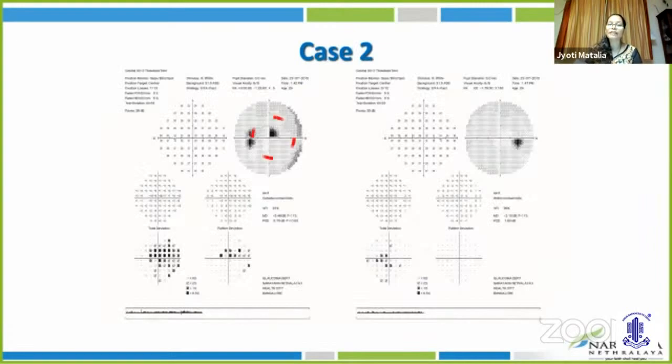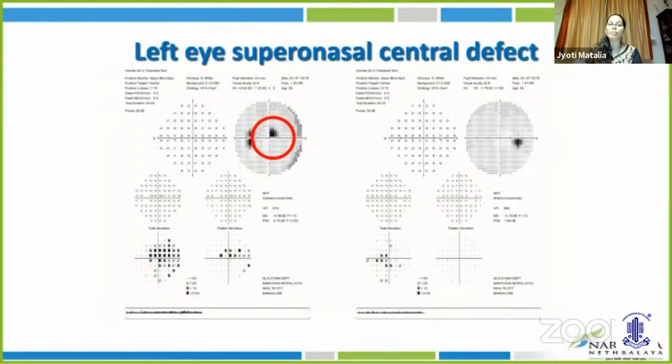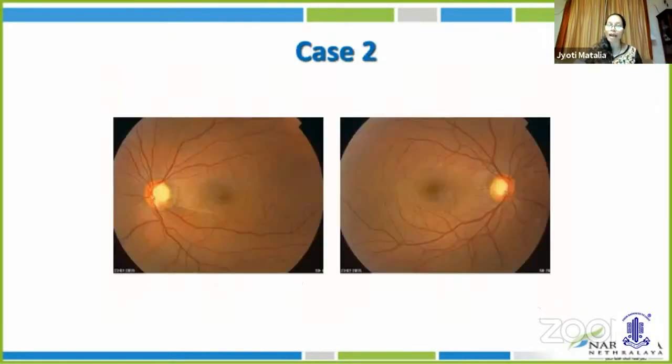Let's look at the second case. Now we realize that the defect is only in one eye, which is the left superonasal. And as I discussed, the 6 points apply. This is anterior to the chiasma because it involves only one eye. So go back, look at your discs and retina.